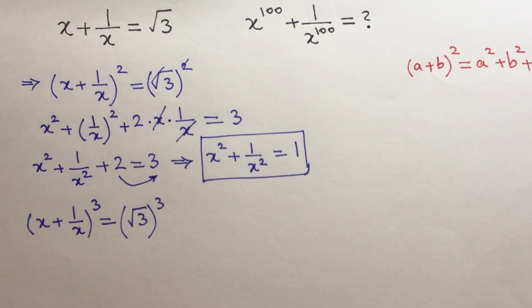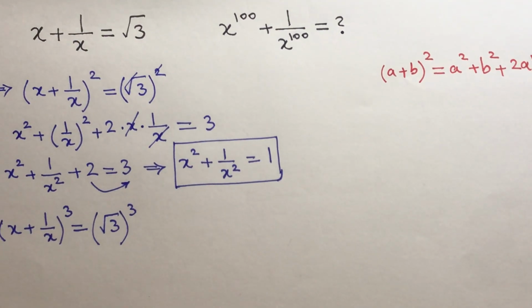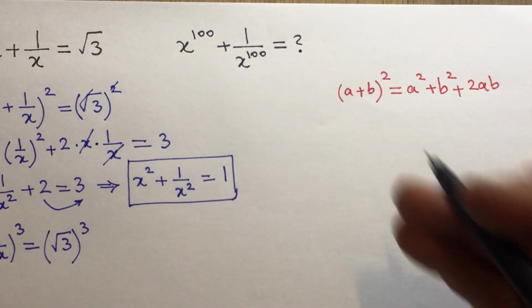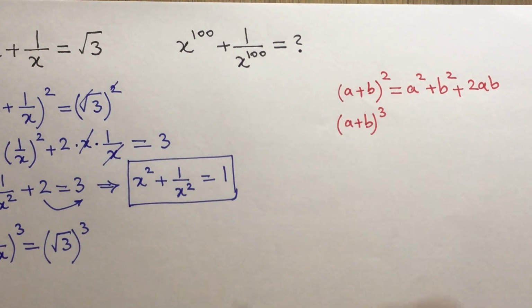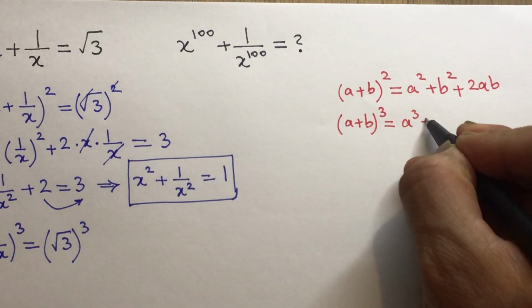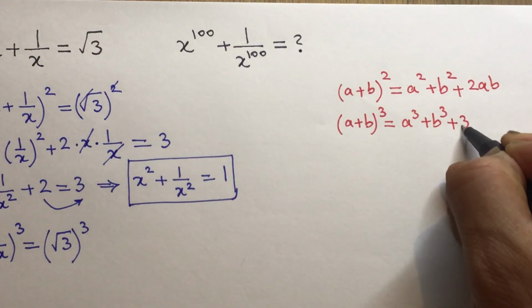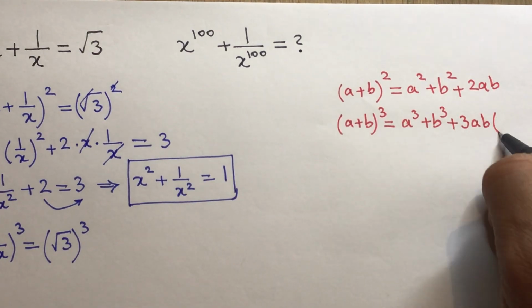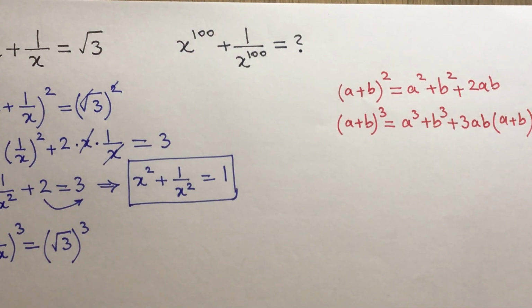And we have another identity here. The formula is, I can write it here: (a plus b) to the power of 3 is equal to a cubed plus b cubed plus 3ab times (a plus b). That is another formula for our procedure.